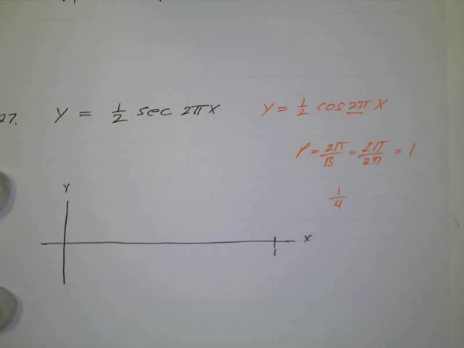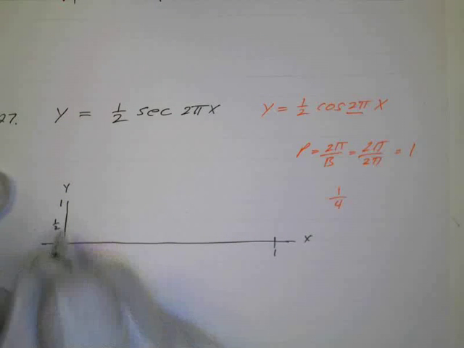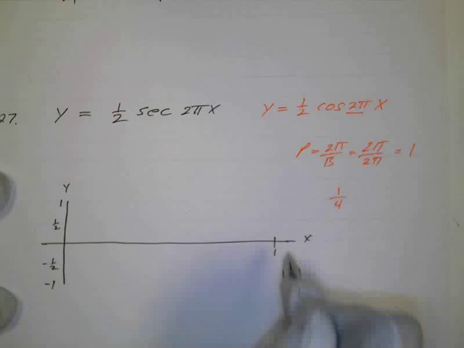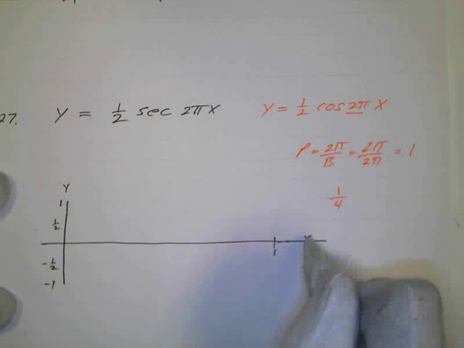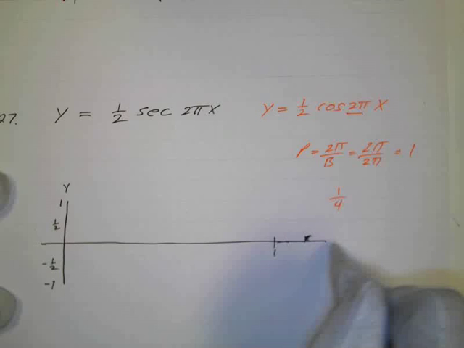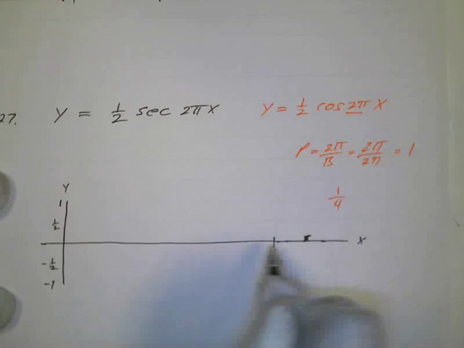And make this 1 radian. Remember, that's about 57 degrees. And make this 1 and -1. So there's 1/2 and -1/2. And I'll bring this out here a little bit more. And you'll see why in just a second.